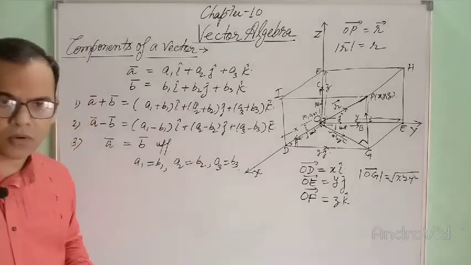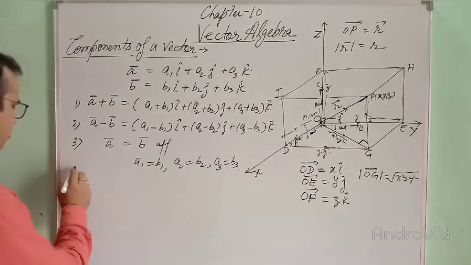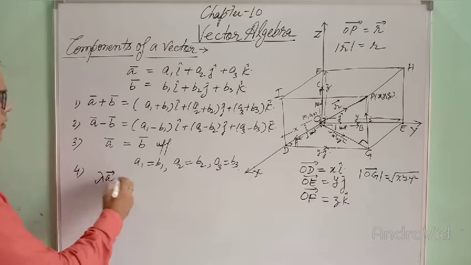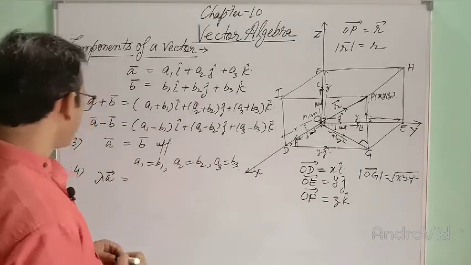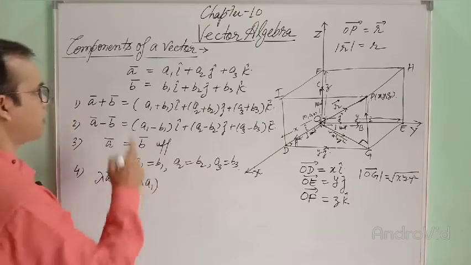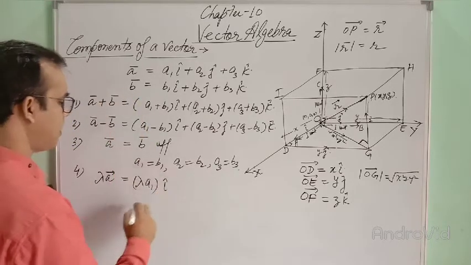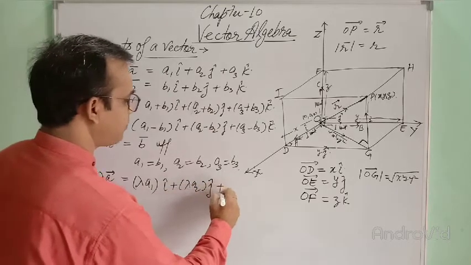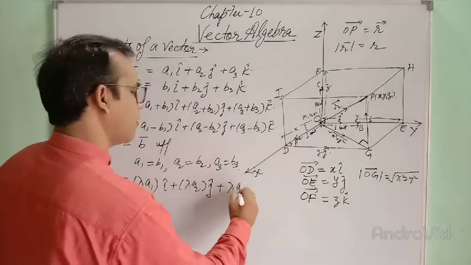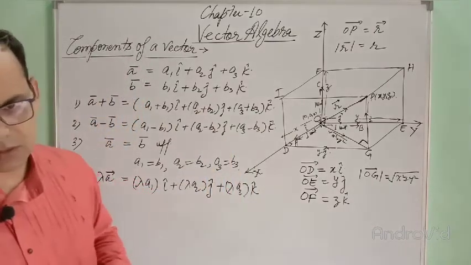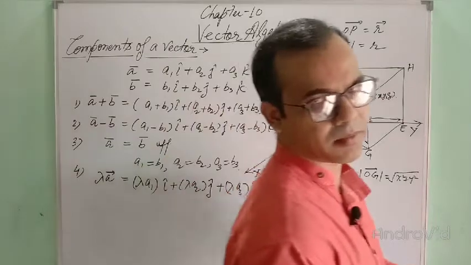Now the fourth property, suppose lambda is any scalar and we multiply the given vector by this scalar lambda, then this lambda will be multiplied to the scalar components of the vector A, means lambda a1 i cap plus lambda a2 j cap plus lambda a3 k cap. So this is the fourth property.